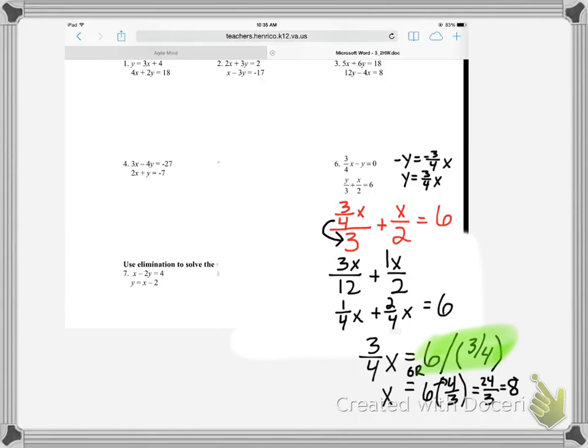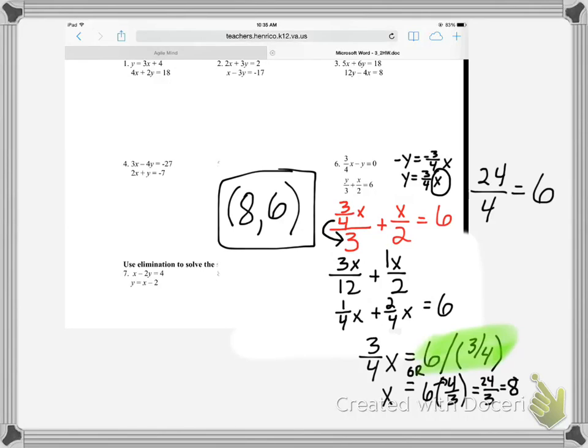So now I know that x is 8, right? So I can come all the way back up there to the beginning. If I know that x is 8, take that 8, plug it in here for x. That gives me 3 times 8 is 24 over 4, which is what? 6. So your y is 6. And then you could check it from there.